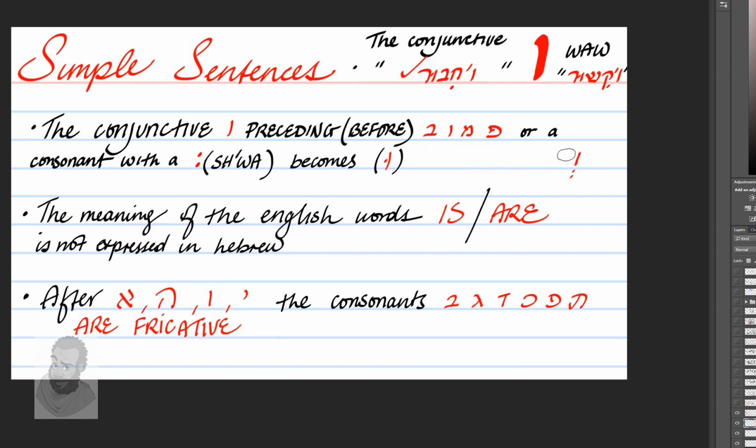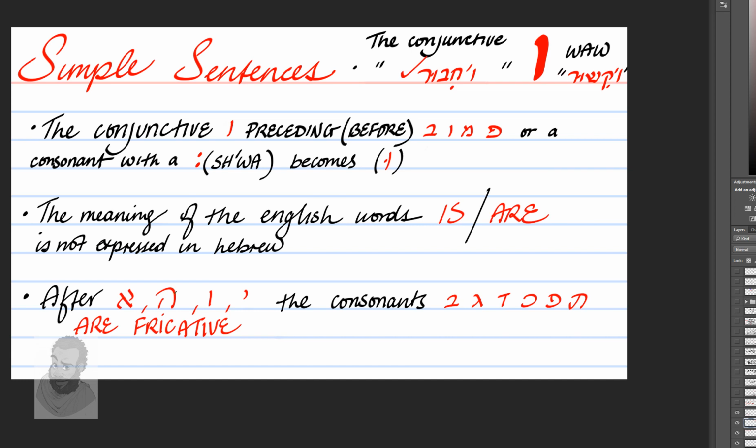We'll get into these later. We'll have different examples for you. The meaning of the English words is and are is not expressed in Hebrew at all, okay? So the indefinite articles, a and so on, are not expressed either. Hebrew is what you call a juxtaposed language. You have to join them together to make a sentence. We'll get into this a bit more later.